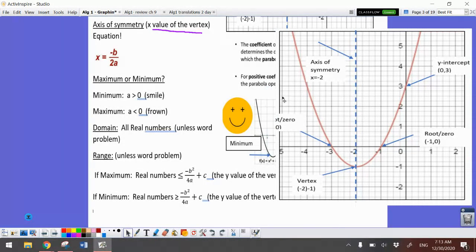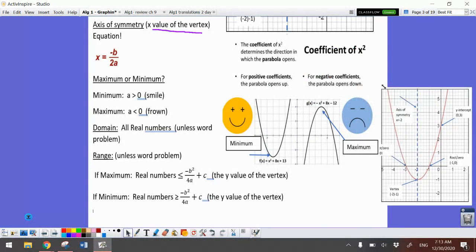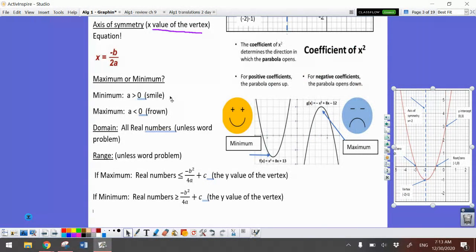Okay, now the other new things that we're going to be talking about today are maximum and minimum, which we've kind of been talking about, because we've said if a is positive, it's going to be a smile, and if a is negative, it's going to be a frown. So if it is a minimum, then a is positive, it's going to be a smile, and if it's a maximum, a is going to be negative, which is a frown. So remember, a maximum is going to be like the top, and a minimum is going to be like the bottom. And then we're also going to move into domain and range.